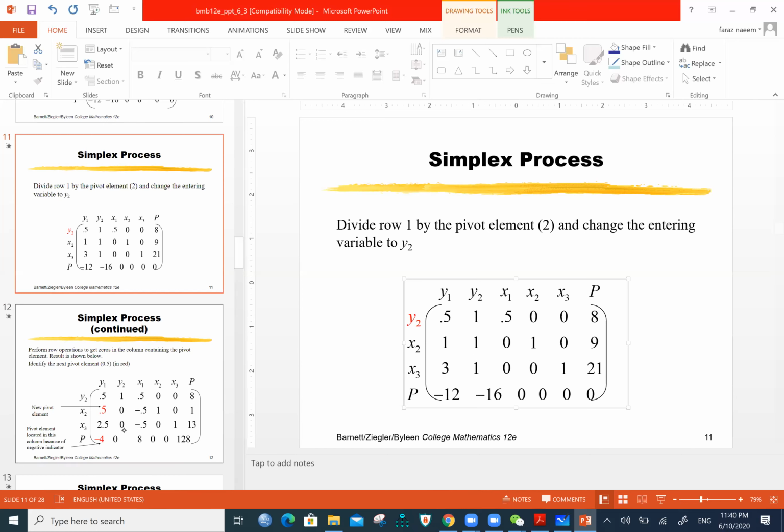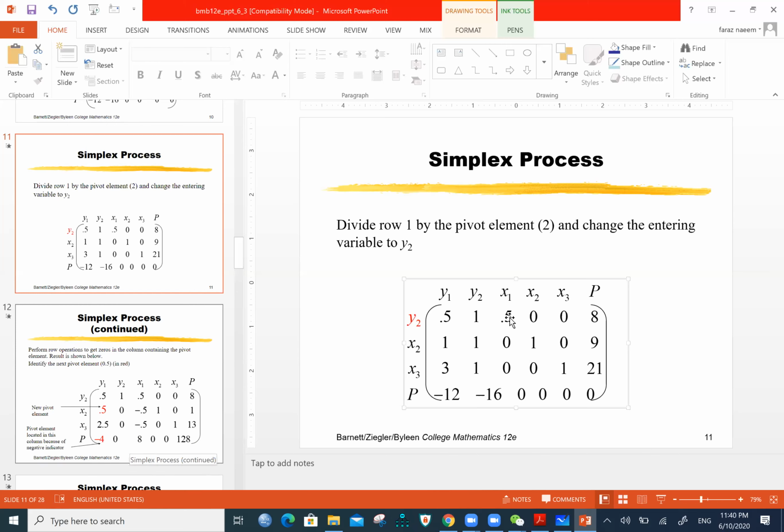Is that clear, Anis? Yes, it's clear. So minus 0.5 plus 0, here we have minus 0.5. Likewise, 0 plus 0 is 0, 0 plus 1 is 1. We multiply 8 with negative and add it into 21. 21 minus 8 is 13. So here we have 13.